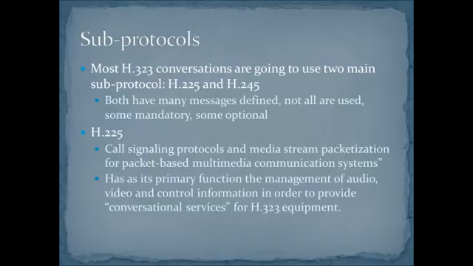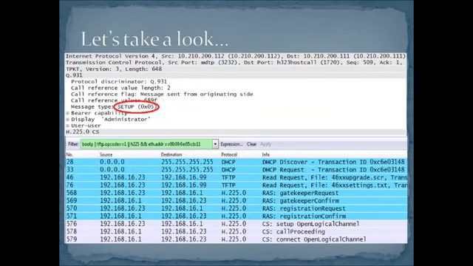So let's start with 225. 225 is what we might call the beginning part of a 323 conversation. It handles all of the things that we normally associate with signaling protocols. I register using H.225. I call other phones with H.225. We'll dial numbers. All these things are 225 specific. So here are some examples of H.225 conversations here.